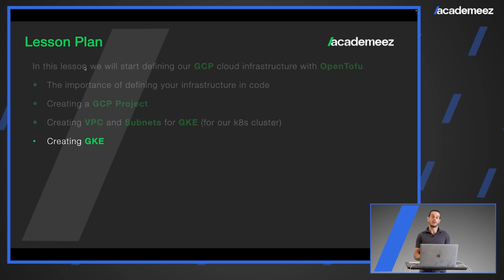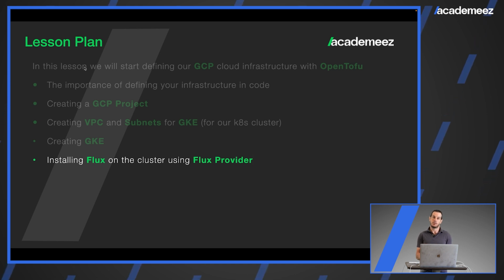We are then going to create our Kubernetes cluster. A managed Kubernetes cluster in Google Cloud is a service called GKE. And we're going to use this managed Google Cloud service to create our Kubernetes cluster. And then in that cluster, we're going to install Flux, but we're not going to use the Flux CLI like in the first lesson. We're going to install Flux on our cluster with OpenTofu, with Terraform.